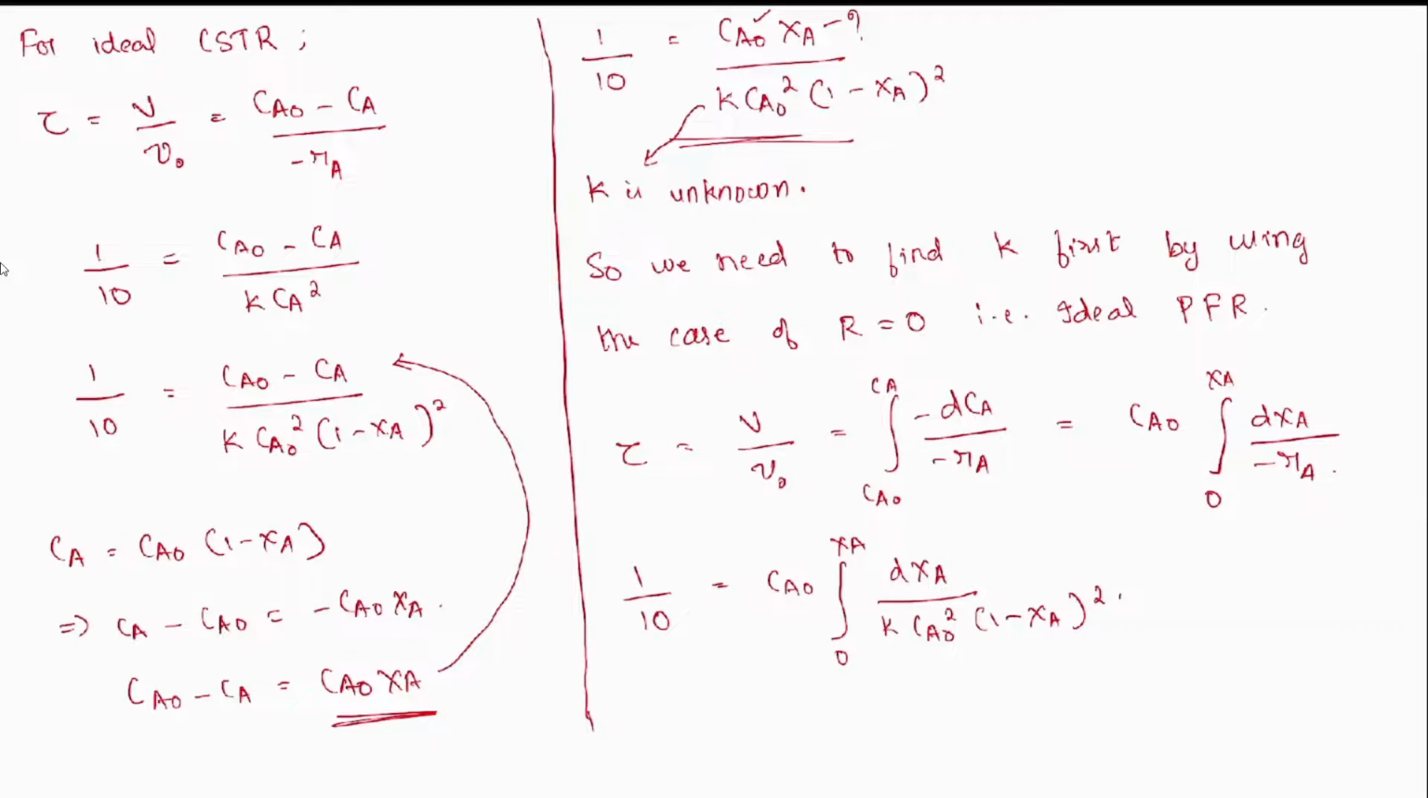Now all we have to do is just integrate this equation with the limits 0 to Xa. Xa is 0.5. So just integrate it from the limits 0 to 0.5, and the unknown here is only K. We can find the value for K. So substitute the values that they have given for us. Ca0 is 2, Xa is 0.5. Now just substitute it in the equation and then integrate.